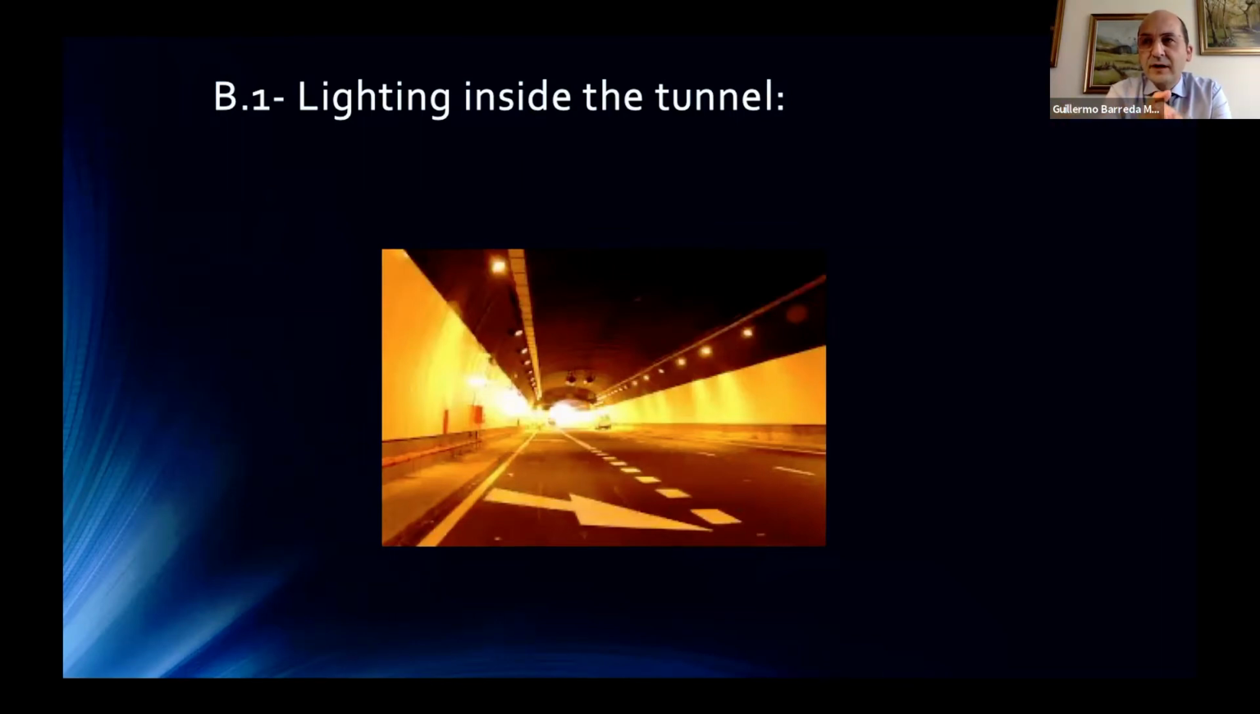And finally, we will have the third section, and this section will be the area for adjusting again the illumination to the light outside the tunnel. So it will be an area for adjusting this illumination. Okay, let's continue.